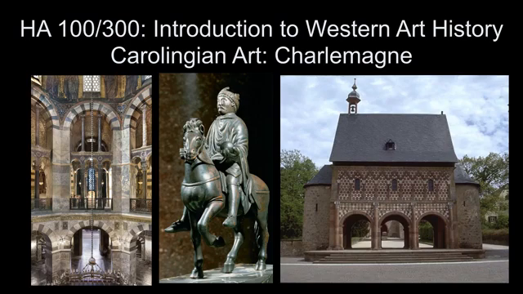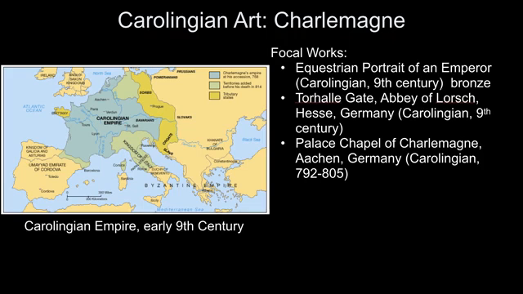In this lecture segment, we are moving from the British Isles to the continent, to mainland Europe, to talk about Carolingian art, the art of the 8th and 9th centuries. We will focus on a depiction of a Carolingian emperor and the palace chapel at Aachen.